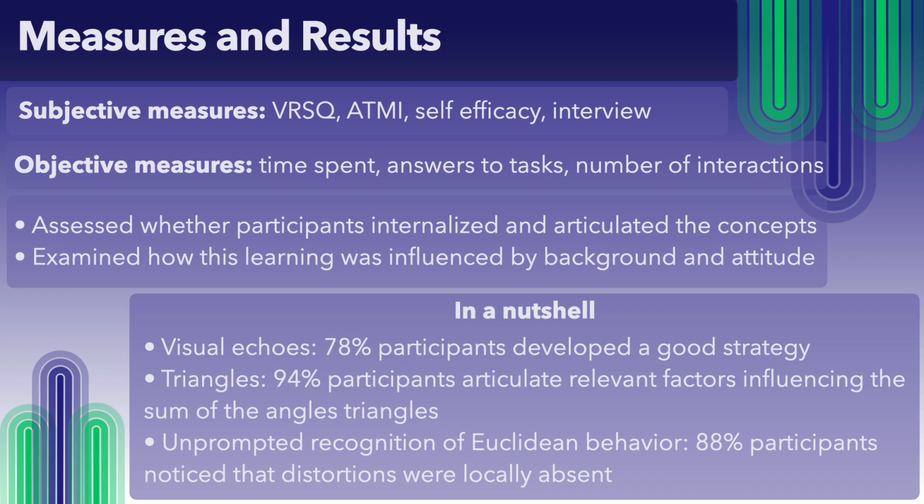And finally, a particularly compelling result is that 88% of participants spontaneously identified the locally Euclidean property of S2 cross E, despite this not being introduced during the experiment. This suggests that immersive VR can enable participants to observe and interpret subtle properties of the geometry through direct experience, supporting the claim that embodied exploration can be a powerful driver of spatial reasoning in abstract domains.